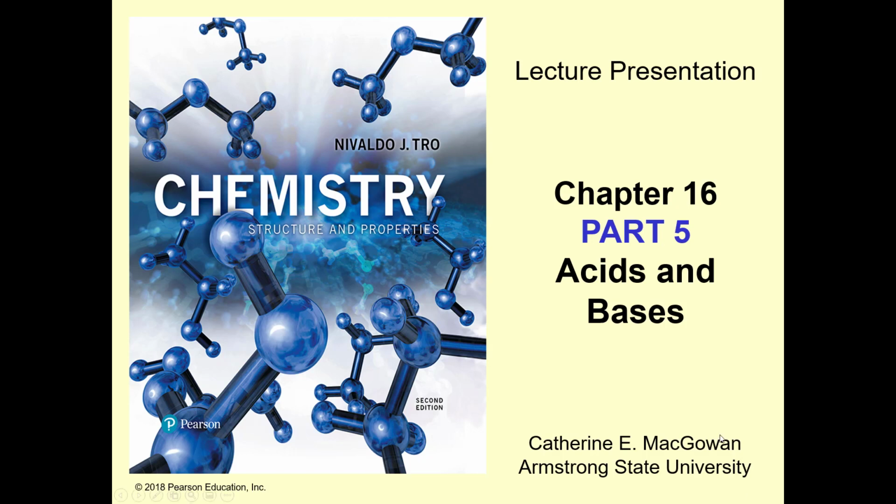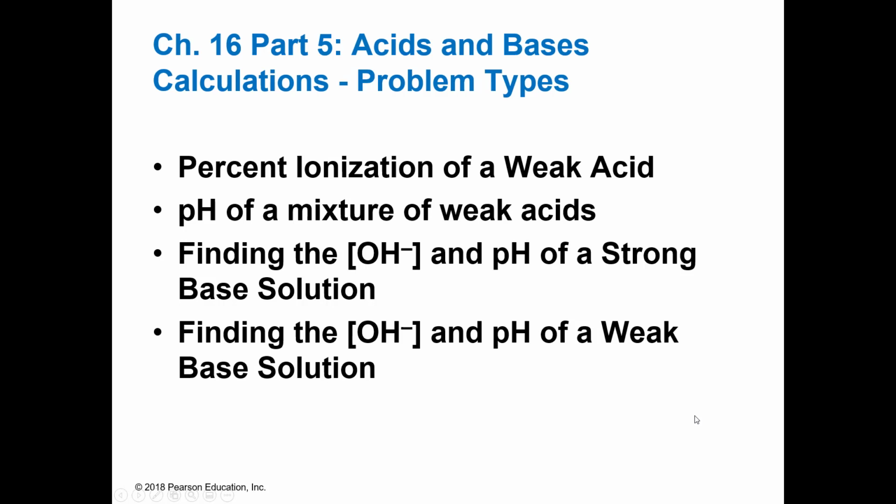And in this section of our acid and base chapter, we're going to look at the percent ionizations of weak acids. Remember, they're much less than a strong acid. The pH of a mixture of weak acids, finding the OH minus and the pH of a strong base solution, and then finding the OH minus and the pH of a weak base solution. So we've got quite a few things going on in this section.